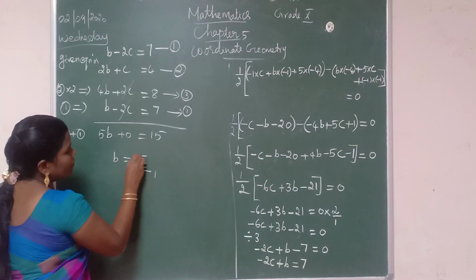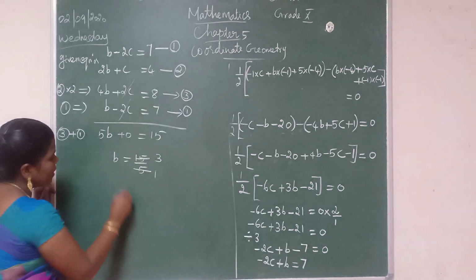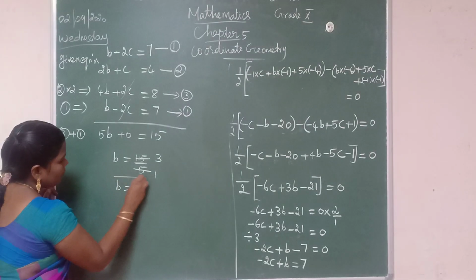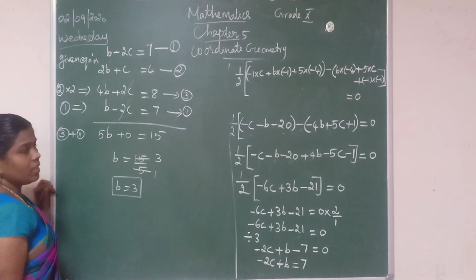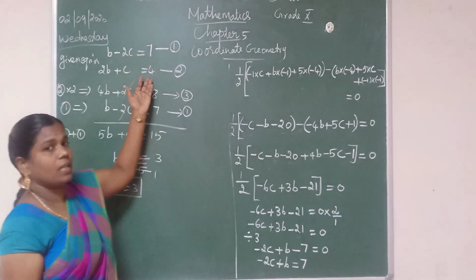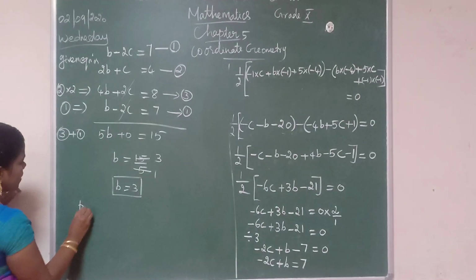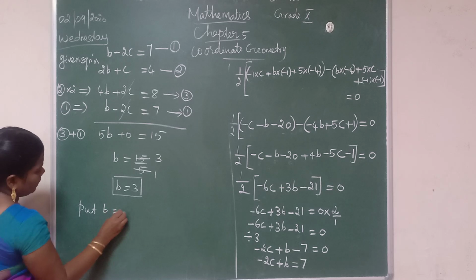Let's cancel. 1 5 is 5. 3 5s are 15. So b is equal to 3. Put this b value in any one equation, either 1 or 2, and get the c value. Put b is equal to 3.